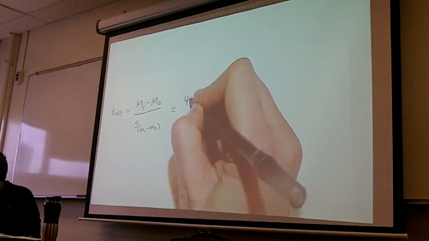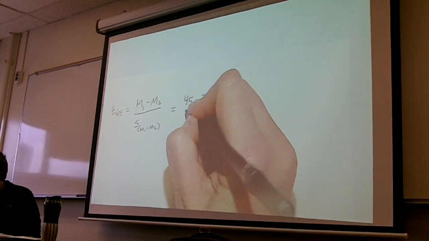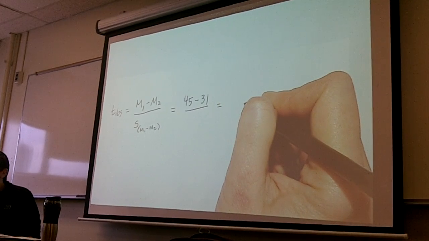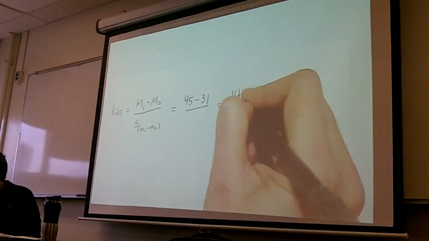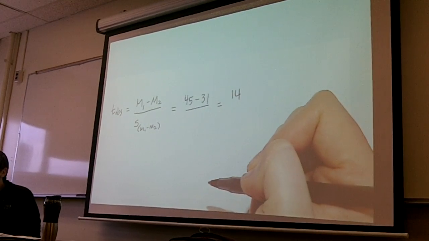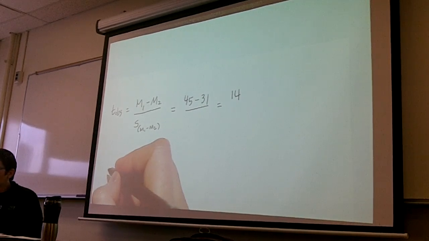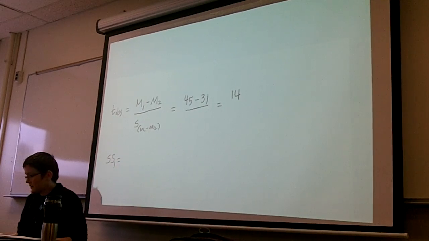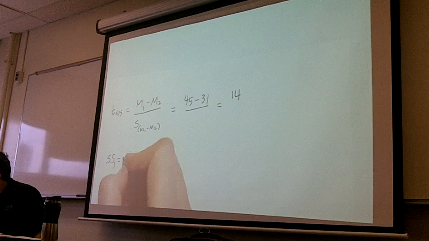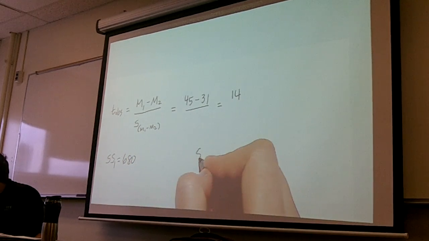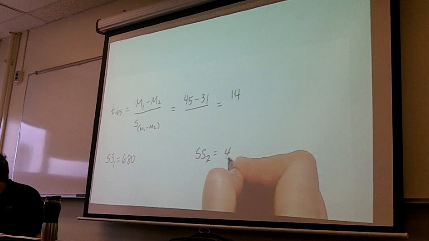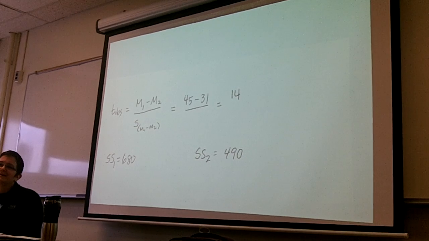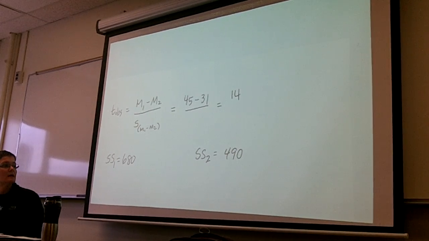All right, so we do 45 minus 31 on the top. What does that come out to? 14. Okay, now we have to figure out this thing on the bottom. So how do we get there from what we know? We know sum of squares. Sum of squares for the females is 680. We know the sum of squares for the males is 490. Okay? Oh, the enthusiasm. Here we go. All right.